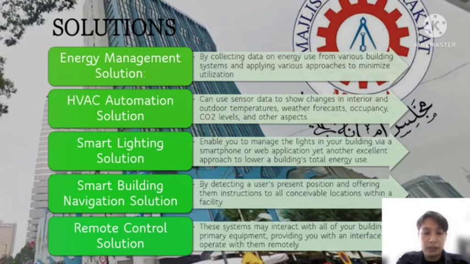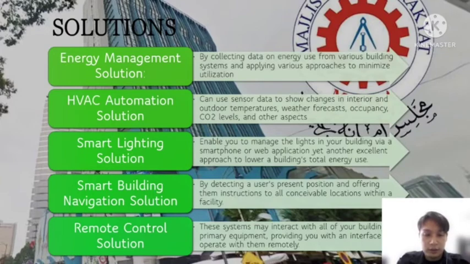The third is smart lighting solution. Smart lighting solution is a smart system that enables you to manage the lights in your building via your smartphone or web application. Some have motion sensing features that turn the light source on and off based on occupancy of an area. This is yet another excellent approach to lower a building's energy use.